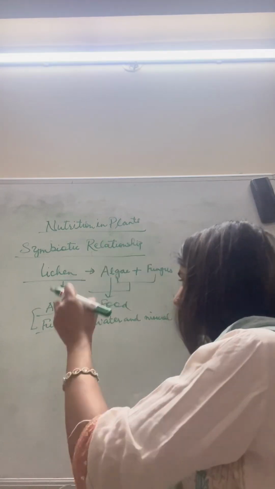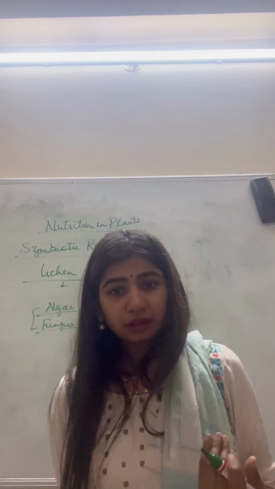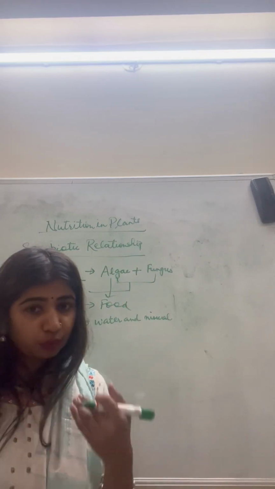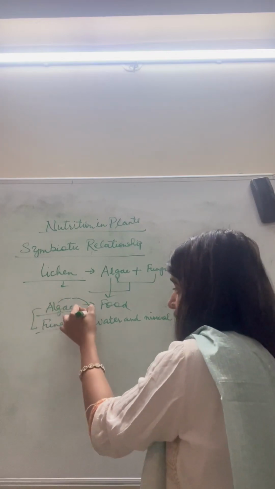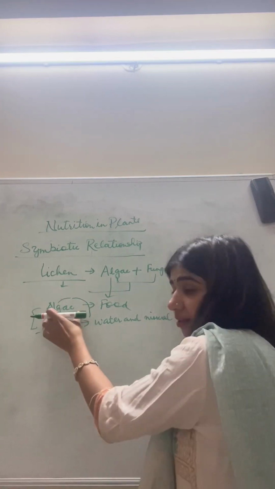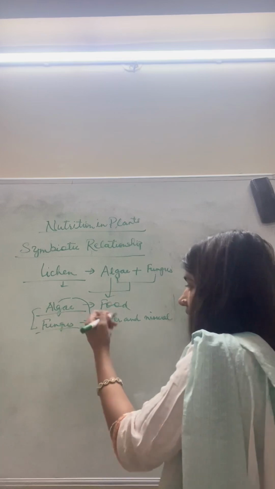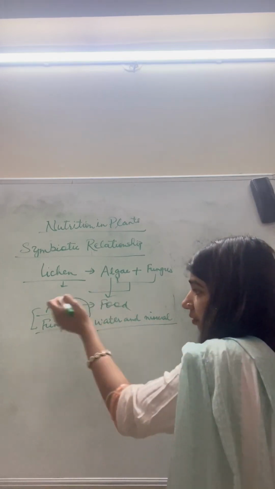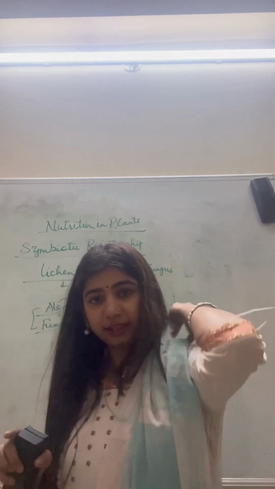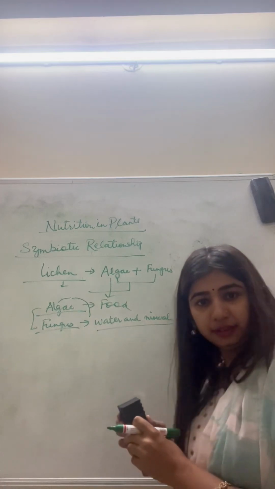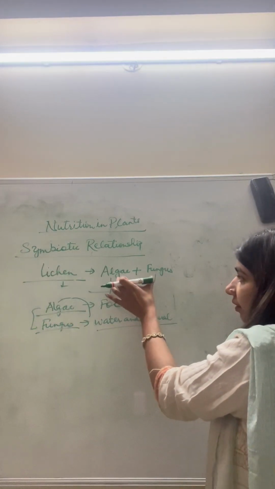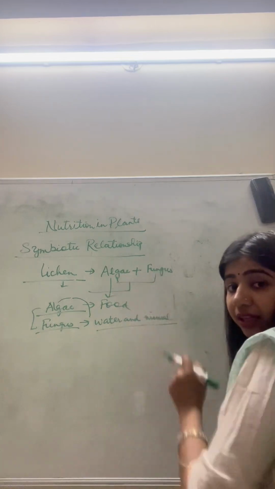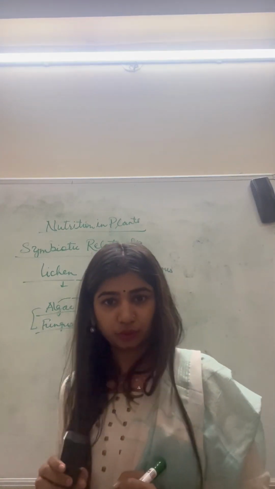So both of them are dependent on each other. How are they dependent on each other? Because algae provides food to fungus as it is able to do photosynthesis, and in return fungus provides water and minerals to algae. Right? So in lichen there is a symbiotic relationship between algae and fungus.